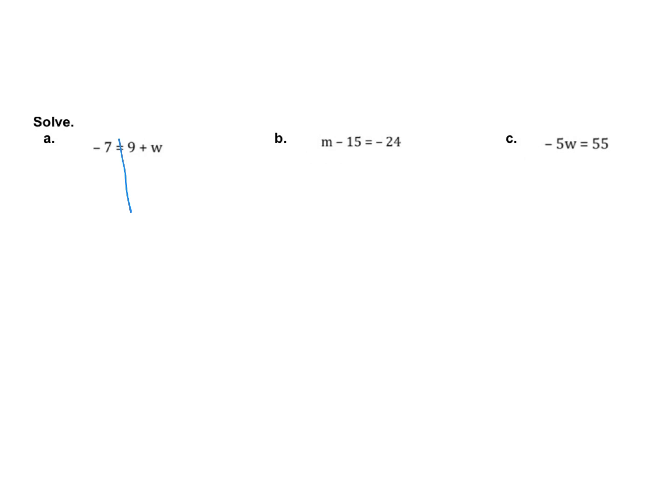All right, so I'm going to start by looking at, I have negative 7 is equal to 9 plus w. So I need to isolate that variable. So I need to undo this 9 by subtracting a 9 on both sides. And that's going to leave me with a w. And then I'm going to have negative 7 minus 9, or plus negative 9, is going to equal negative 16.